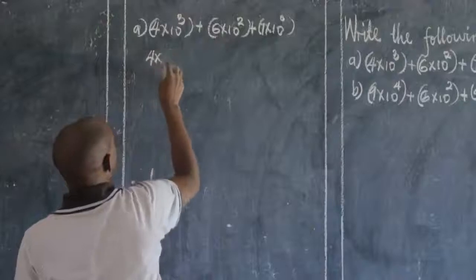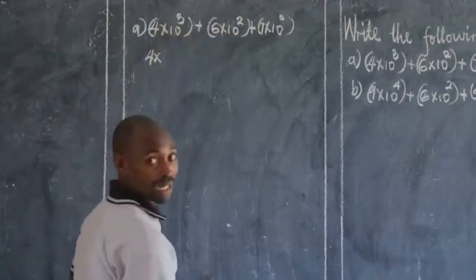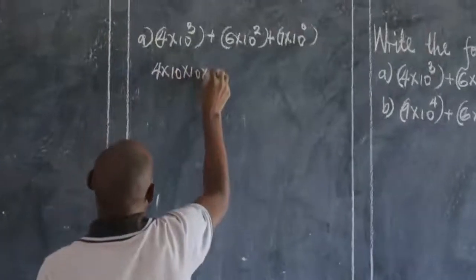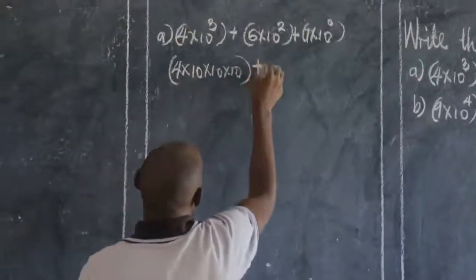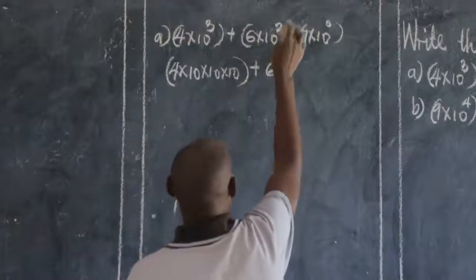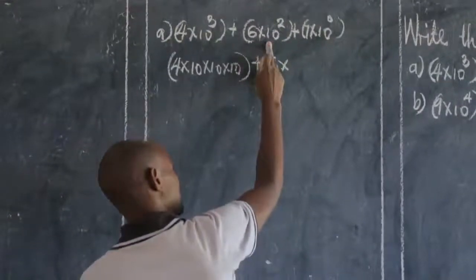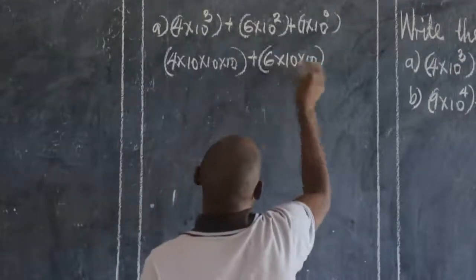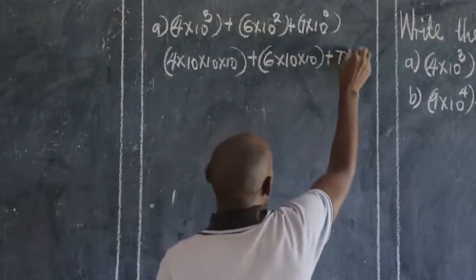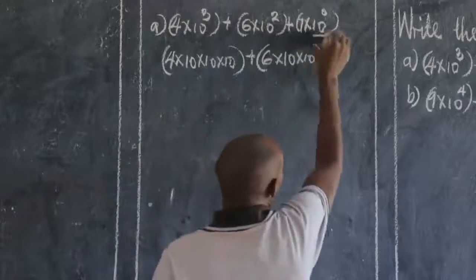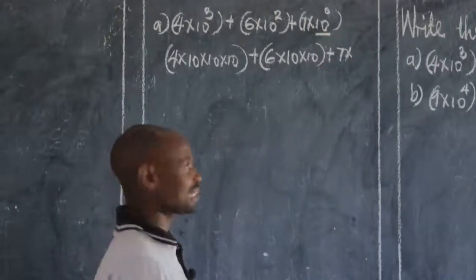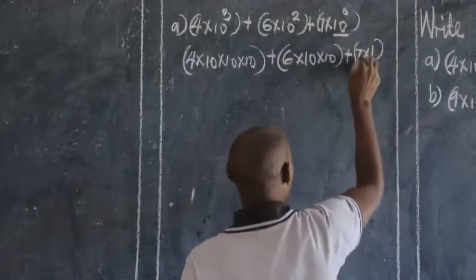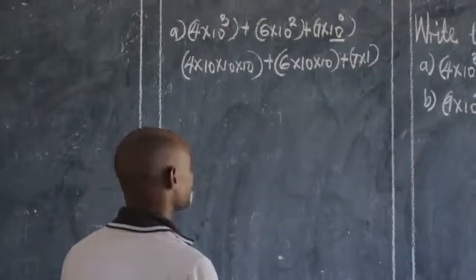4 times 10 to the power 3 means you are multiplying 10 by itself 3 times. So times 10 times 10 times 10. Then plus 6. 10 to the power 2 means you are multiplying 10 by itself 2 times. So times 10 times 10. Then we have 7 times. Do you remember this? We told you that any number to the power 0 is 1. So 10 to the power 0 will give us 1. Okay? We are looking for a single number.